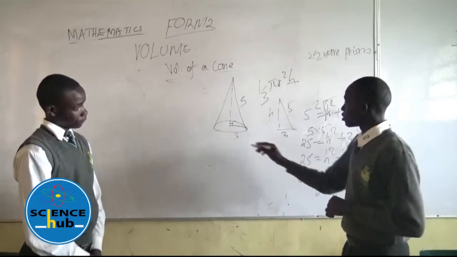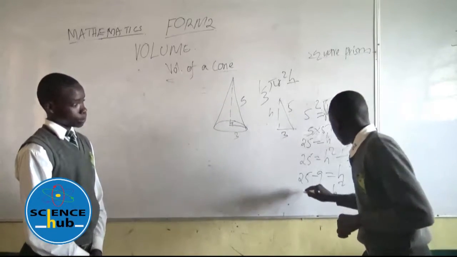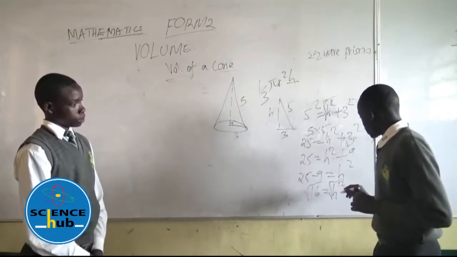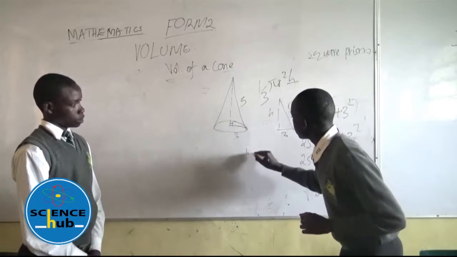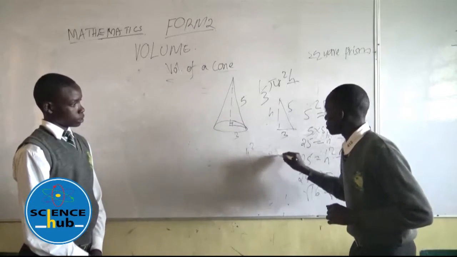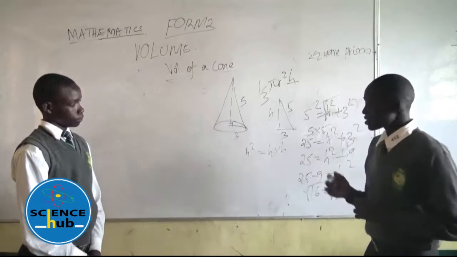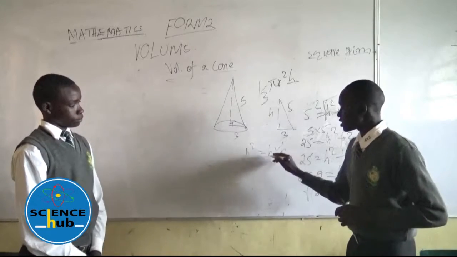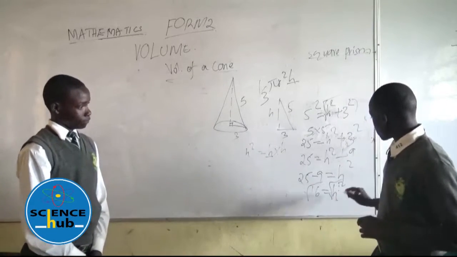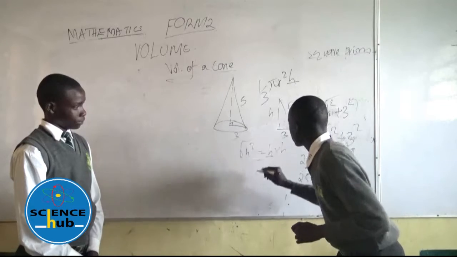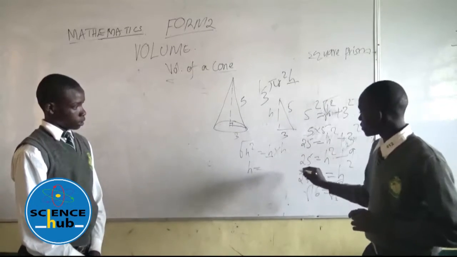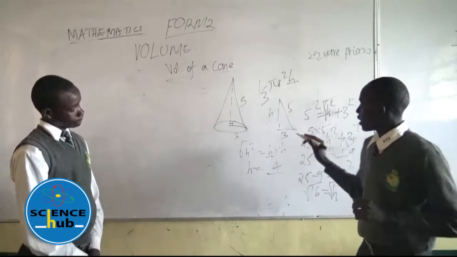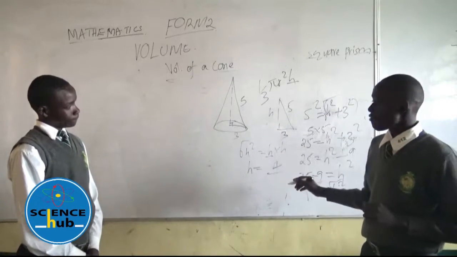Now we find the square root in order to find the height. H squared is the same as h times h, and finding the square root is just picking one of them. So in this particular case, the square root of h squared is h. H is equal to the square root of 16, which is 4. So we've gotten the height of this cone, it is 4.